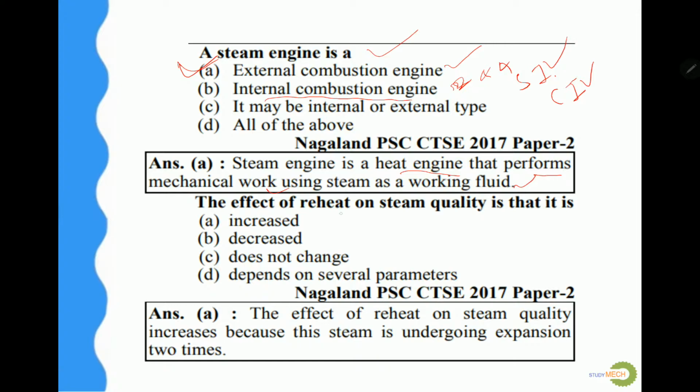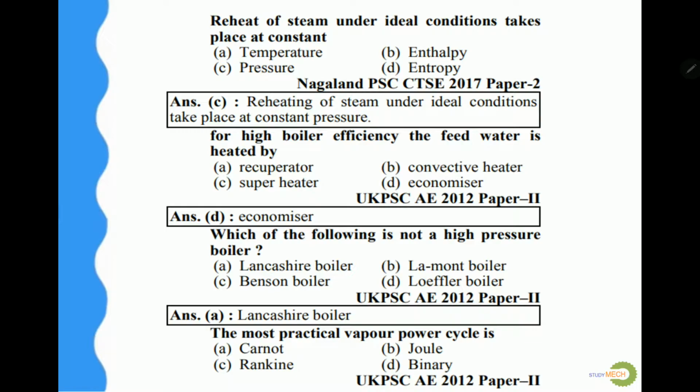The effect of reheat on steam quality is that it increases. Option A is the right answer. When we apply reheat in a steam power plant, then quality of steam will be increased, because this steam is undergoing expansion two times. Option A is the right answer. Now, reheat of steam under ideal conditions takes place at constant pressure. Option C is the right answer.